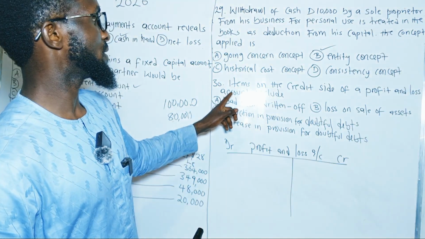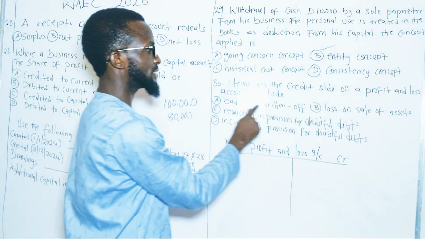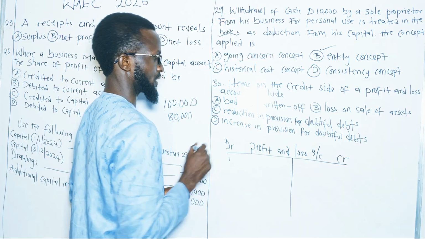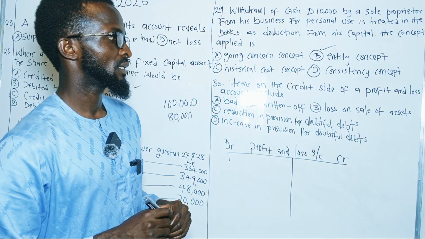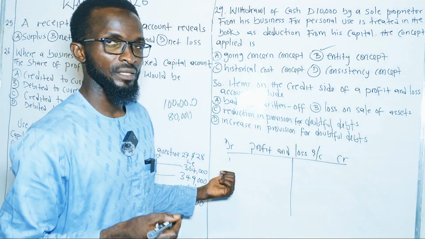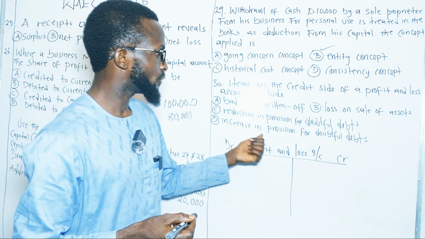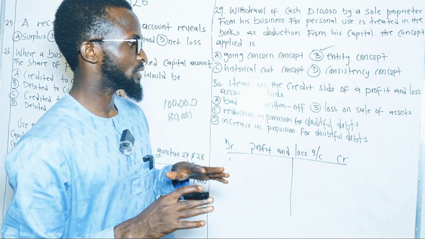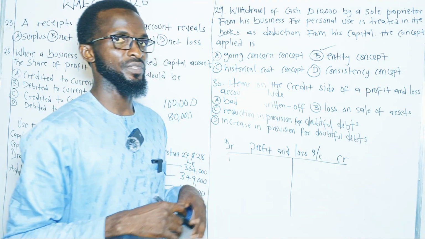So the question says, item on credit side of a profit and loss account include A, bad debt written off. It always comes to debit side. Bad debt comes to debit side. Loss on sales of assets. This is a loss. It should also come to debit side because we said expenses go to debit side. Increase in provision for doubtful debt is a loss. It is a reduction of income, or reduction in profit, so therefore it goes to debit side.